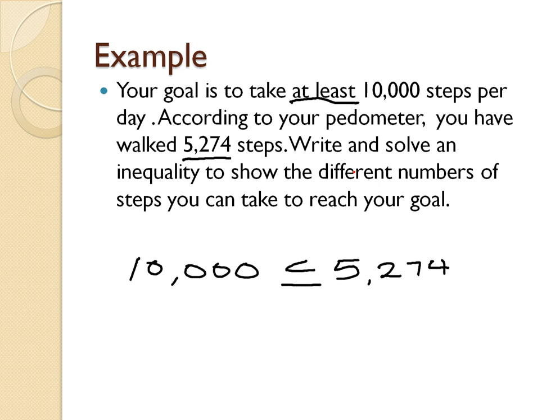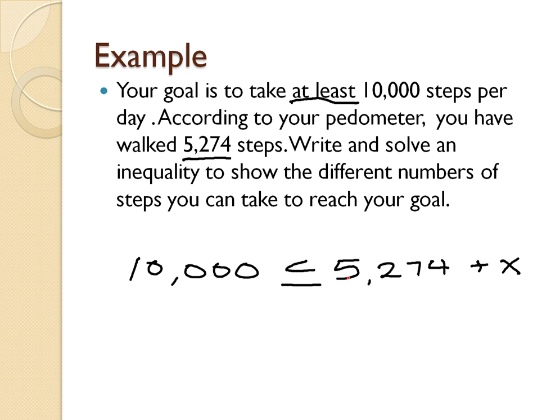Now the directions say write and solve an inequality, show the different numbers of steps you can take to reach your goal. So the idea is we've already taken this many steps. How many more steps do we need to take to be able to reach at least 10,000? So we've just set this up. We'll solve for our variable, and then we will graph it.